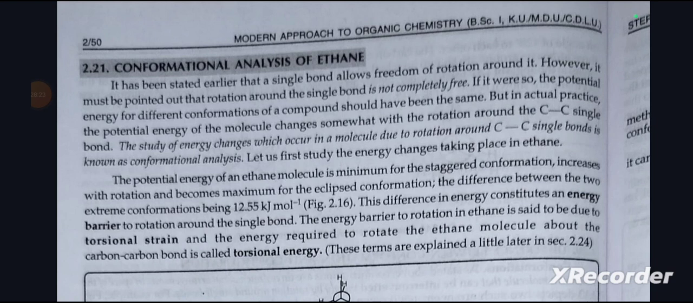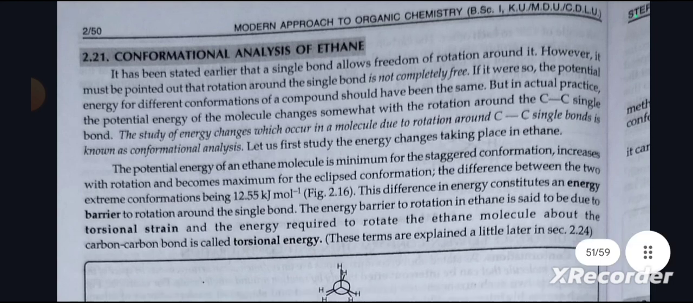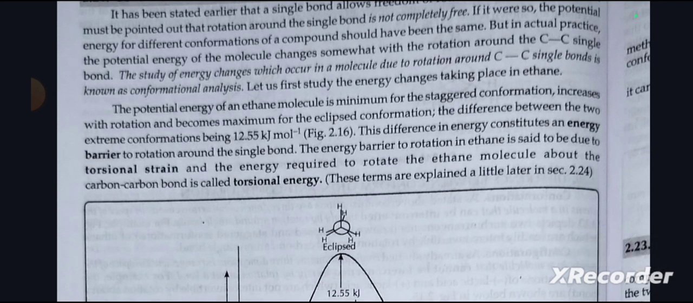2.21 Conformational analysis of ethane. It has been stated earlier that a single bond allows freedom of rotation around it. However, it must be pointed out that rotation around the single bond is not completely free. If it were so, the potential energy for different conformations of a compound should have been the same. But in actual practice, the potential energy of the molecule changes somewhat with the rotation around the C-C single bond. The study of energy changes which occur in a molecule due to rotation around C-C single bonds is known as conformational analysis. Let us first study the energy changes that take place in ethane.